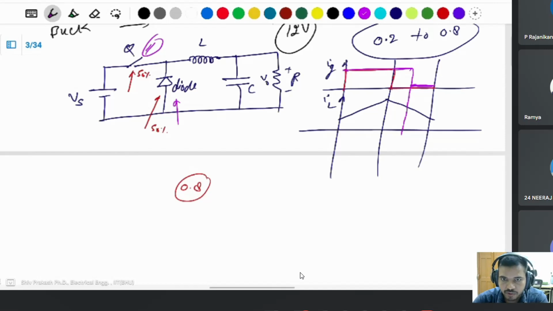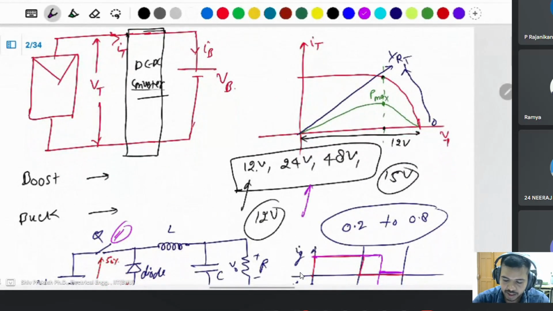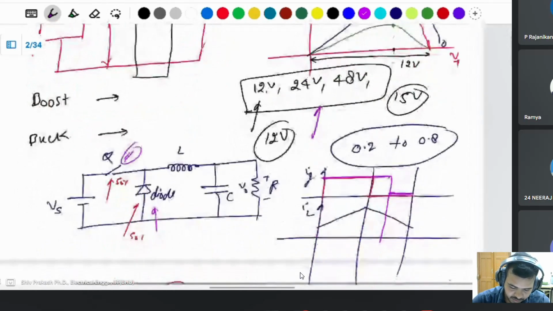That's why, if you operate nearly at 50%, then in practical cases you will get the most efficient converter. That's why we choose voltage and current like that, to operate at approximately 50%, like 0.4 to 0.6. It is efficient power.